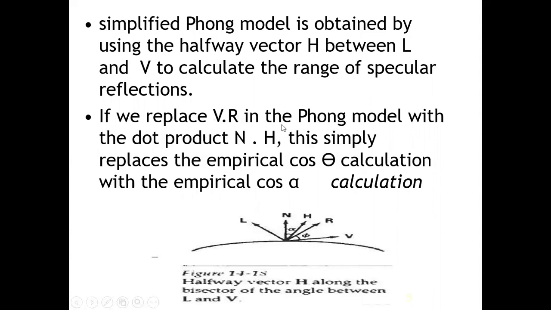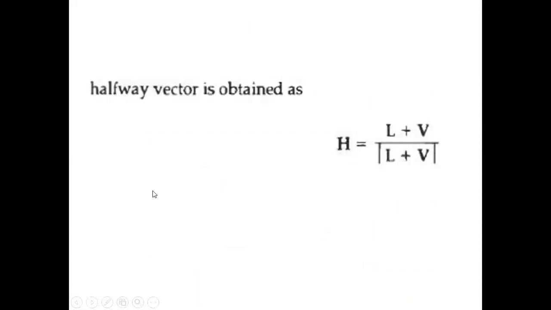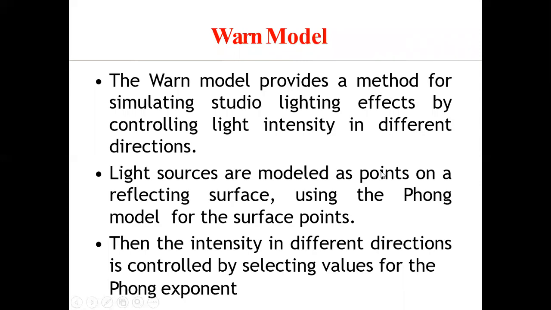If we replace V dot R in the Phong model with the dot product N dot H, this simply replaces the empirical cos phi calculation with the empirical cos alpha calculation, and we have a halfway vector H along the angle between L and V. We get the halfway vector as H is equal to L plus V divided by the magnitude of L plus V. So this completes your Phong model.